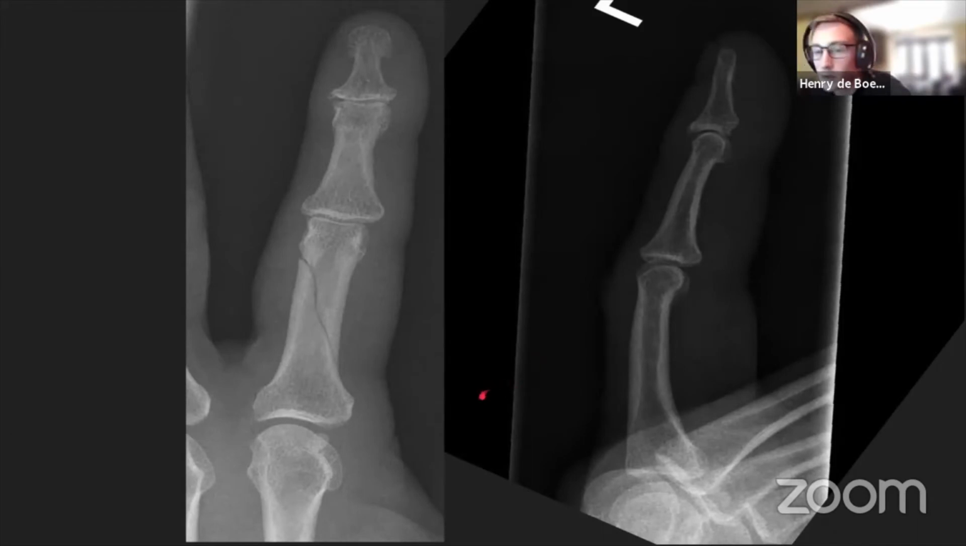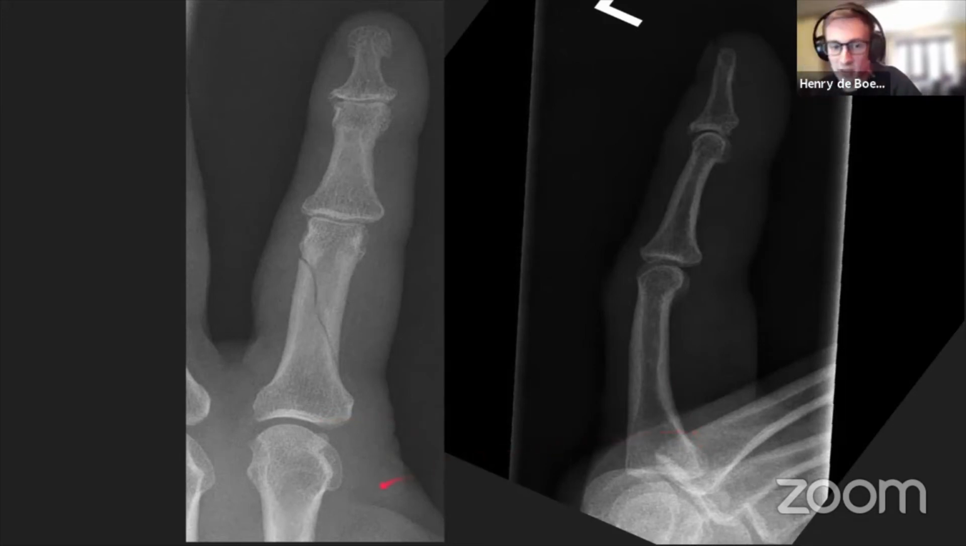Okay, so I will quickly talk through this film as well, because I think there's an obvious lucent line and step in the cortex fracture here. This would be a left index finger proximal phalanx oblique fracture through the shaft. The reason I put this one in is because the lateral looks completely normal. There is no abnormality on that lateral view at all, which just shows the importance of obtaining two projections, but making sure you look at all the projections.